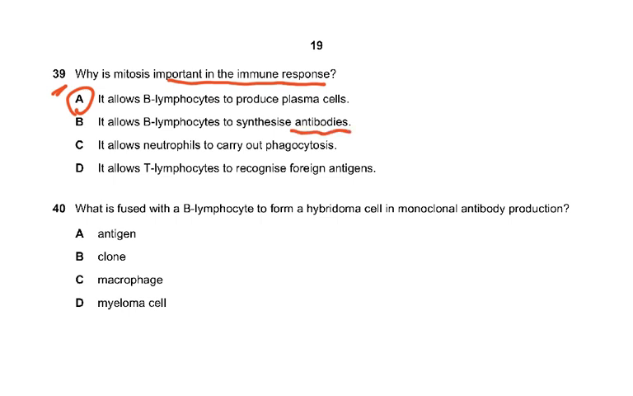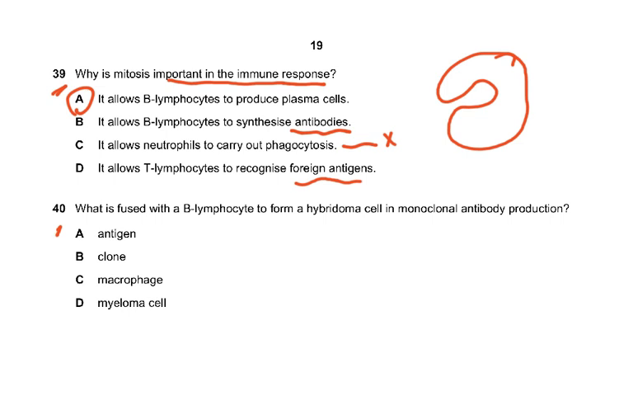Allows neutrophils to carry out phagocytosis. So the neutrophils engulf bacteria, but it's nothing to do with mitosis. Phagocytes are not multiplying and forming more phagocytes. In fact, they are dying. When they engulf and digest and destroy, they die in that process. It allows T lymphocytes to recognize foreign antigens, but that has nothing to do with mitosis and the immune response.